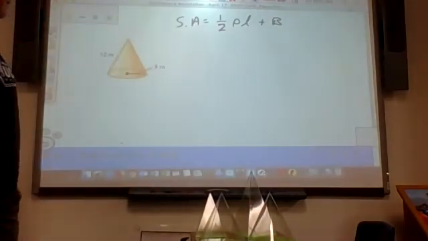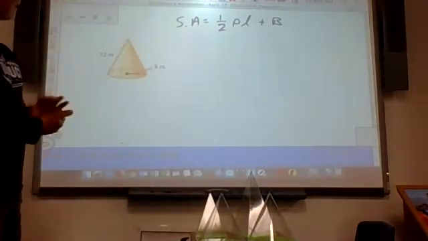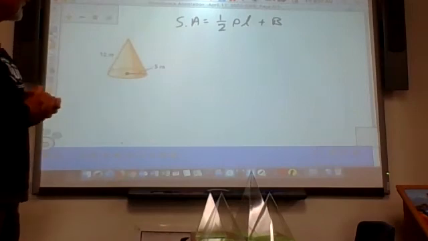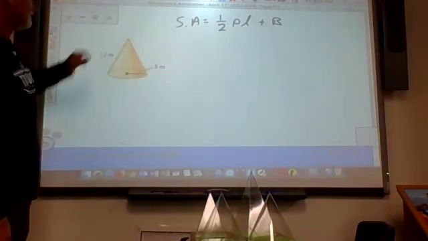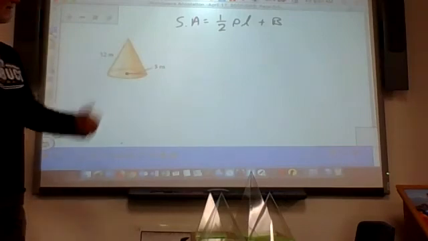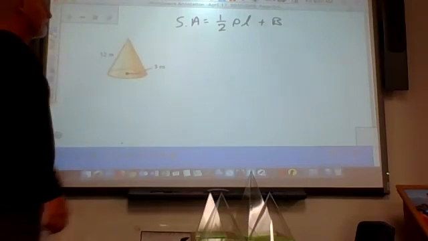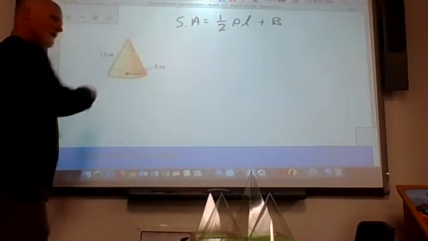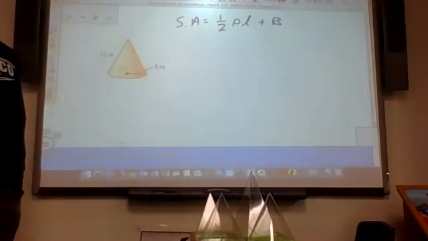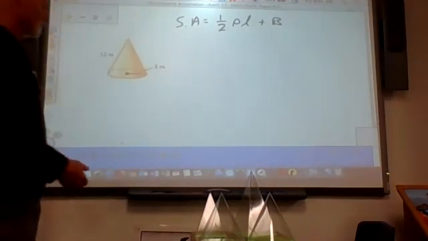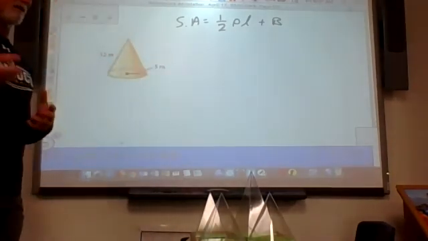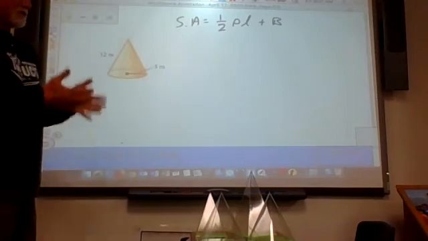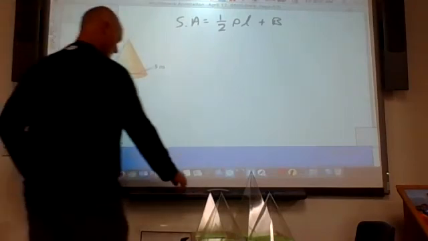1/2 perimeter of the base times the slant height plus 1 base area. In this picture, they've given us the radius of the bottom and then the slant height. So this is going to be fairly easy. Remember, the perimeter of the base is 2 pi r, or pi times the diameter. So when we put that in here, 1/2 gets rid of the 2. So it's just pi r.